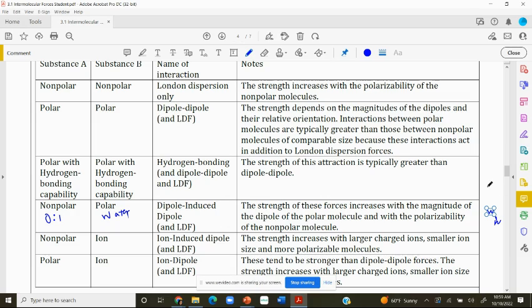And the reason why the oil floats on top is what? It's less dense. It has to do with density. That's why it's on top. But the reason why they don't mix together is because one's polar and one's nonpolar.